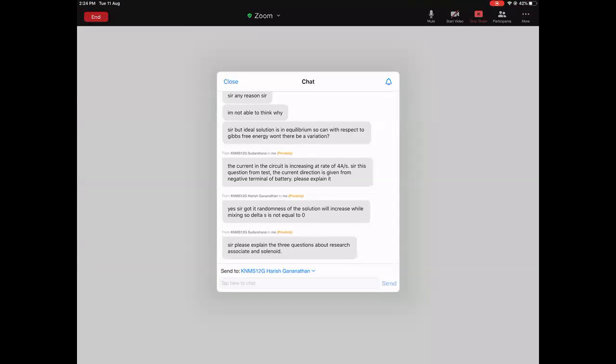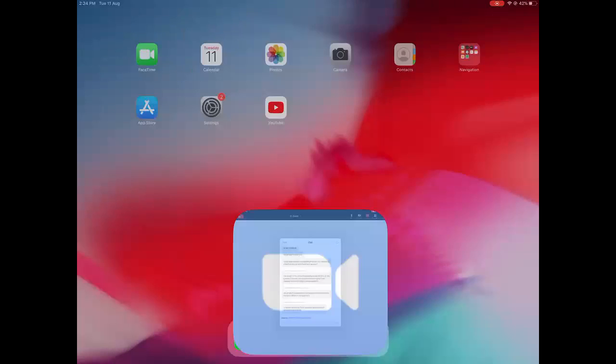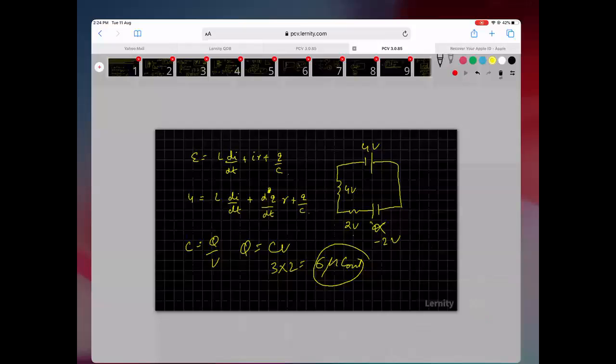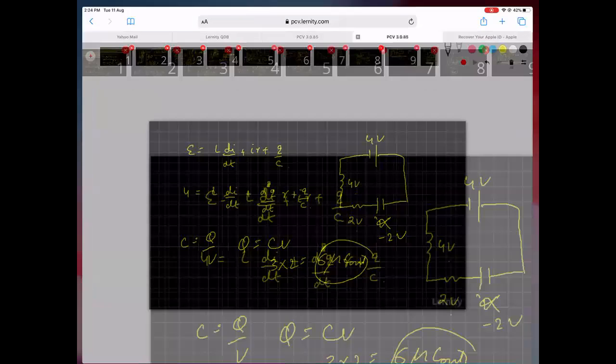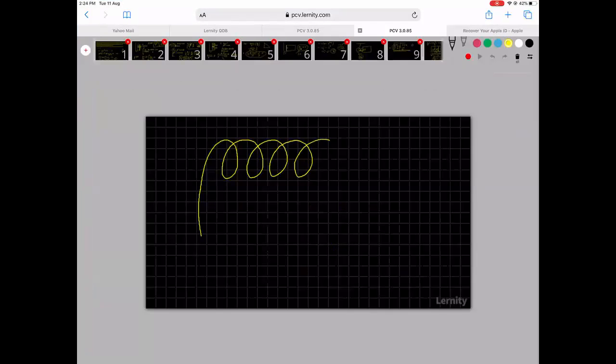Yeah, so I hope this is understood. Okay. Now that research associate wants to create a solenoid. He wants to create a solenoid over a particular length. Now, when he wants to create a solenoid over a particular length, you know that L is equal to mu naught n squared L pi r squared.